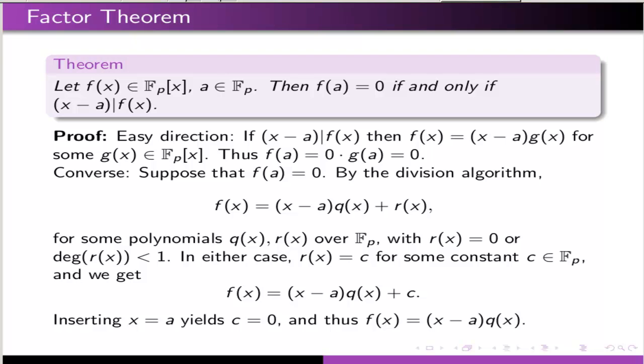The factor theorem is something that you know quite well. If f is a polynomial over the finite field F_p, then a is a zero of the polynomial if and only if x minus a is a factor. And you can pause and go through the proof if you want to freshen up on that.